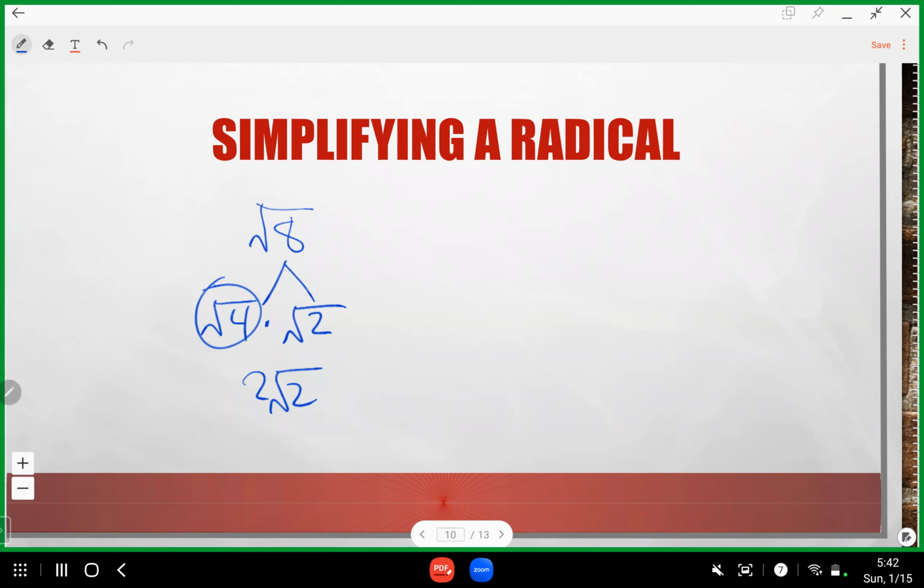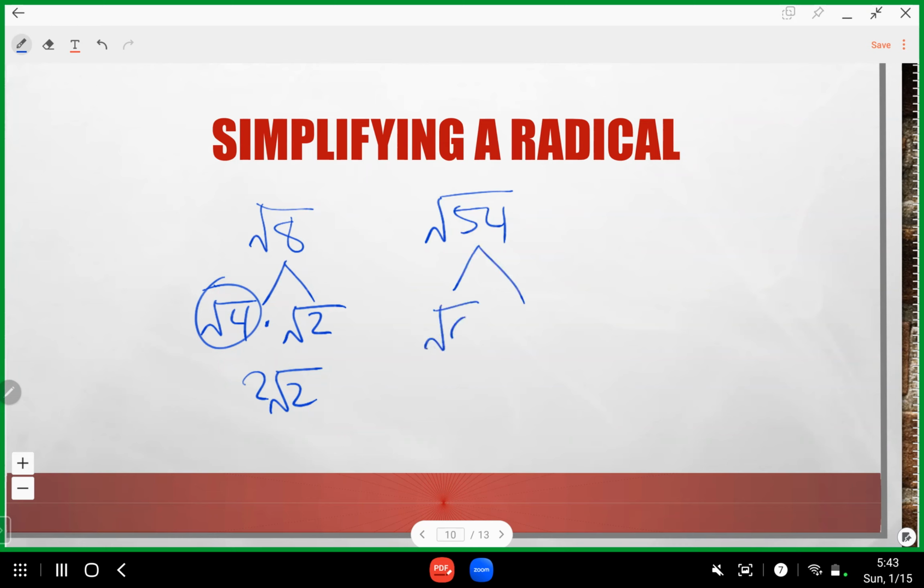Okay, so let's try, how about 54? Let's do 54, okay? So try to spot a perfect square in this. All right, you're trying to spot a perfect square. 9. Very good, very good.